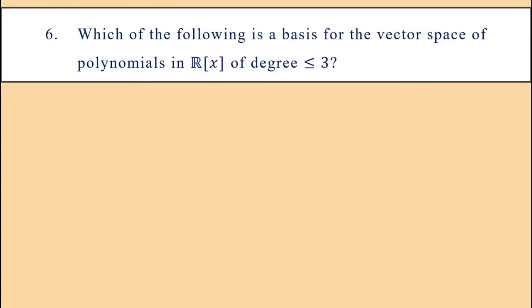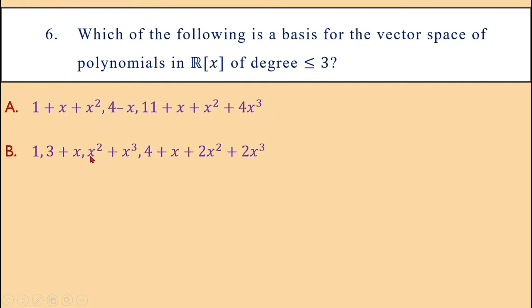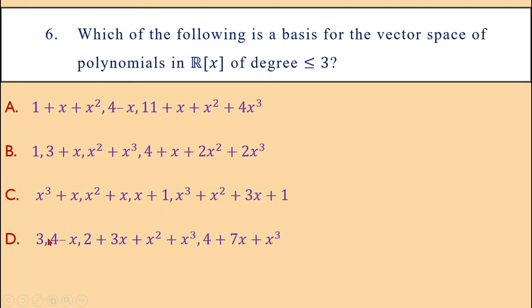Sixth question is, which of the following is the basis for the vector space of polynomials in Rx of degree less than or equal to 3? First option is 1 plus x square, 4 minus x, 11 plus x square plus 4x cube. Second option is 1, 3 plus x square plus x cube, 4 plus x plus 2x square plus 2x cube. Third option is x cube plus x square plus x plus 1, x cube plus x square plus 3x plus 1. And fourth option is 3, 4 minus x, 2 plus 3x plus x square plus x cube, 4 plus 7x plus x cube.